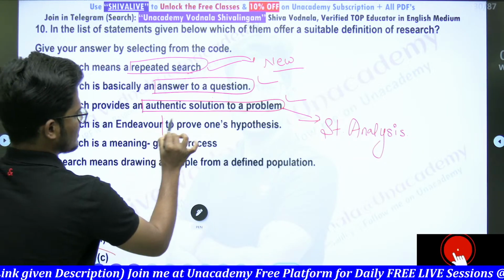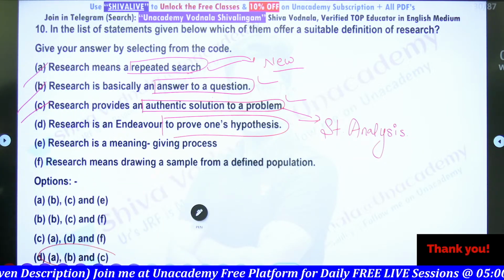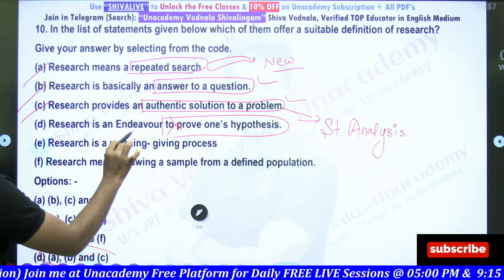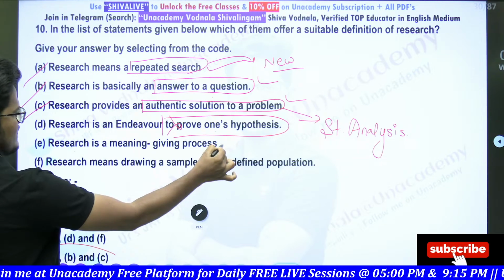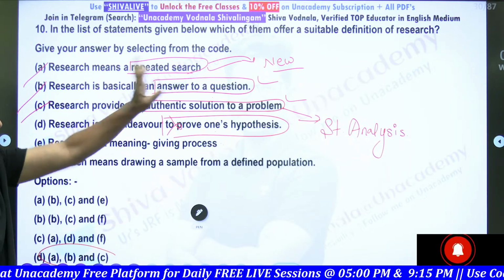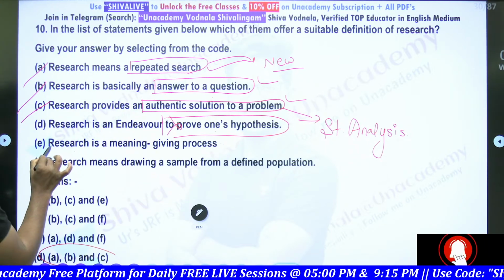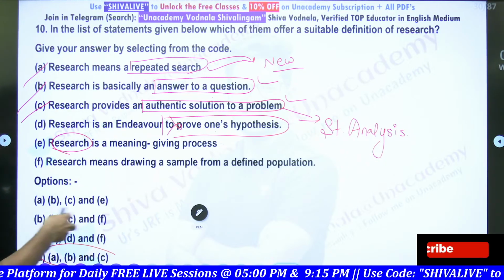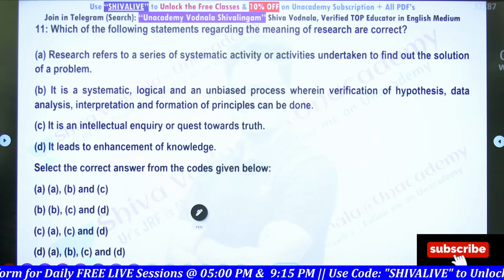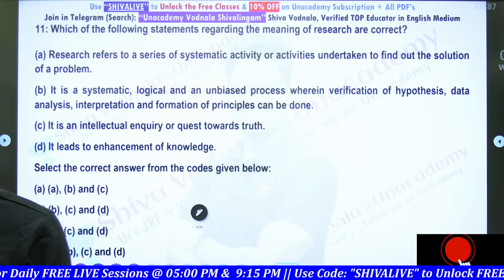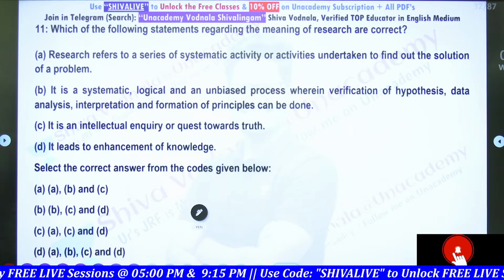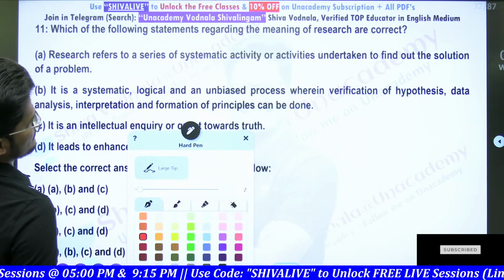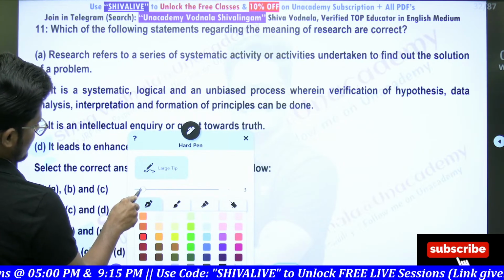And it is not the trial which is endeavored to prove one's hypothesis. It is not just that, this is one of the steps. Research is a meaning giving process. This is partially correct. It is going to give a meaning for certain new things, but it is not the one which is creating research. It means drawing a sample from the defined population. That is one step of the research. Next, research refers to a series of systematic activity. Again, based on the meaning only here.